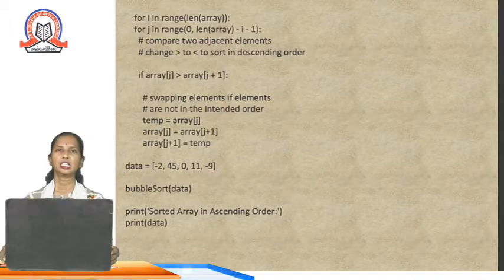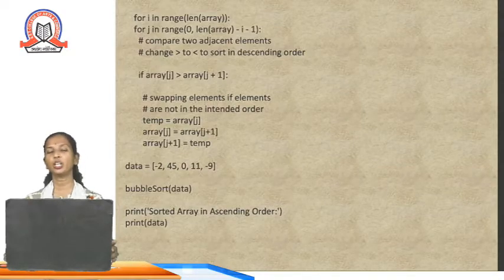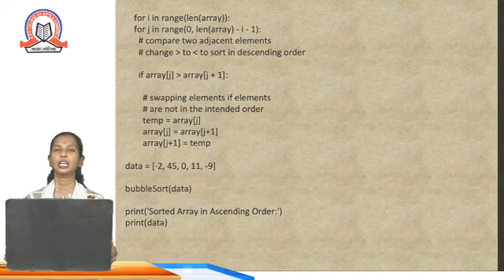So the loop is going to continue, but how long? The outer loop continues till the length of the array, and the inner loop continues till length of the array minus i minus 1. Okay, so this is your bubble sort. The elements in the list are going to be arranged in ascending manner. Hence the comparison that we are doing is array of j greater than array of j plus 1, and at the end we are displaying the data sorted using the bubble sort technique.